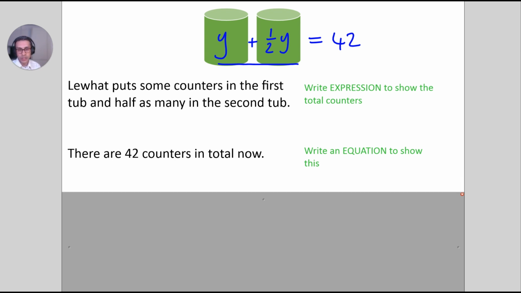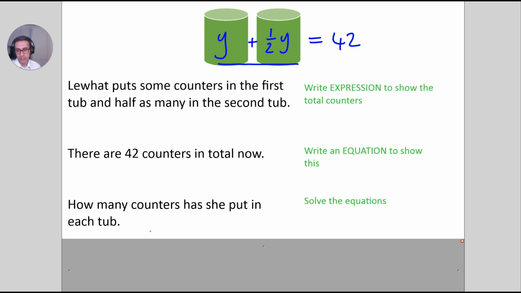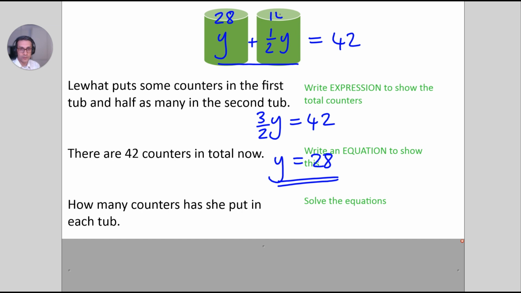And then what we're going to do here, obviously we're going to work out how many were originally in the tub. So here we can say 1.5y is equal to 42. And then we can divide. Now it might be better to write this as a fraction. So 1.5 is just 3 over 2. So to work out what y is, we're going to times 42 by 2 and then divide it by 3, and that gives us 28. So y is 28, and then half y will be half of that, which is 14.